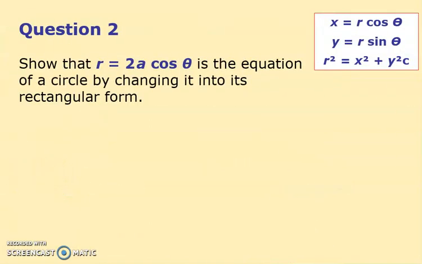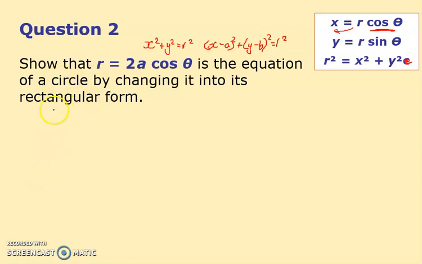Question 2 then. Show that r equals 2a cos theta is an equation of a circle. We have got a polar equation here, and we should know that x squared plus y squared equals r squared is one type of circle, but there was also another one, wasn't there? It was x minus a all squared plus y minus b all squared equals r squared. These were both circles that we saw from GCSE and A level.